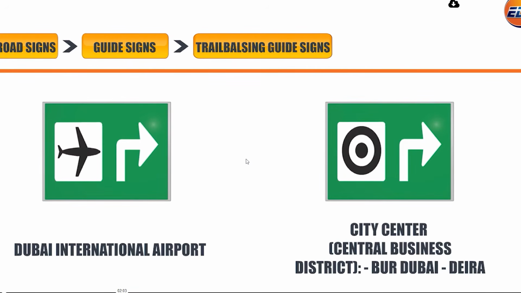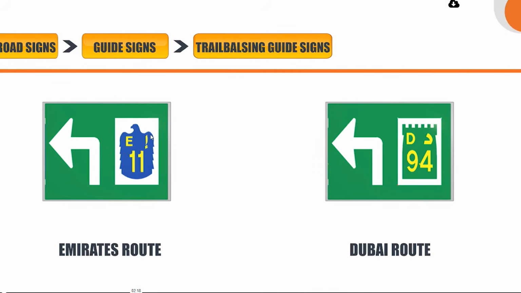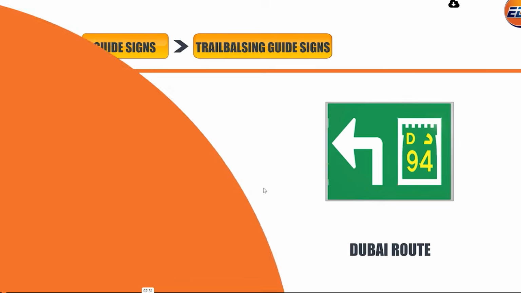Airport sign. The sign with a picture of an aeroplane directs the motorists to the airport. City center sign. The sign with a picture of a black circle with a dot guides the motorists to the central hub of the city. Emirates route sign. The sign with an emblem of falcon will link to routes that connect with other Emirates. Dubai route sign. The sign with an emblem of fort with a 2-digit number guides for the Dubai internal roads.